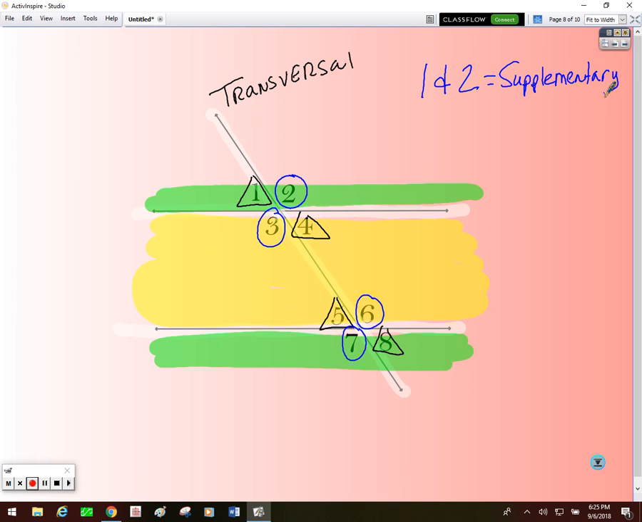All right. What if I wanted to go 1 and 4? Well, 1 and 4 are the same shape, so I know they're going to be congruent. Now, these angles are at the same intersection. So let's walk through what we talked about before. What can it not be? That will help me predict what it is. Well, 1 and 4 are at the same intersection.